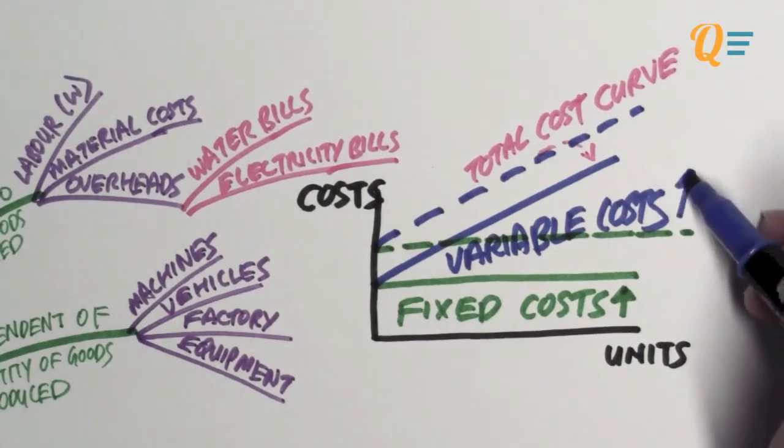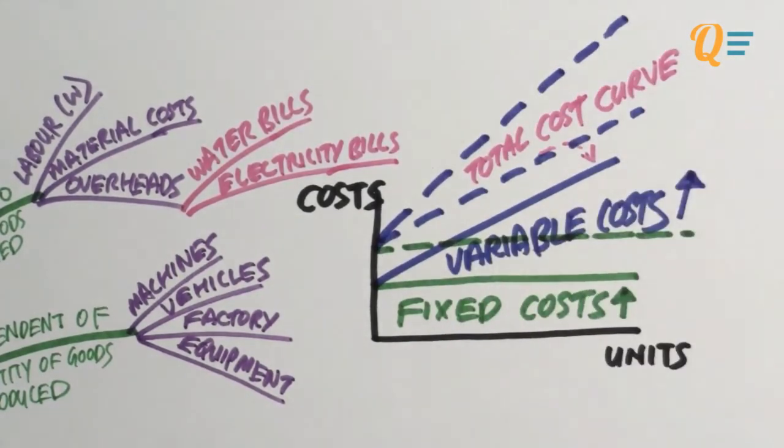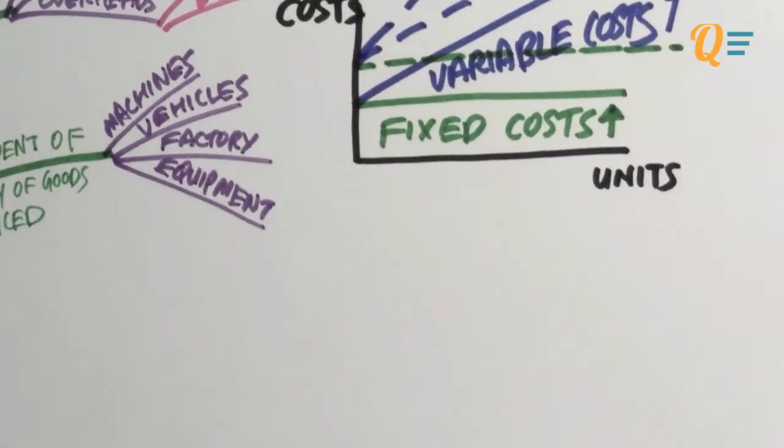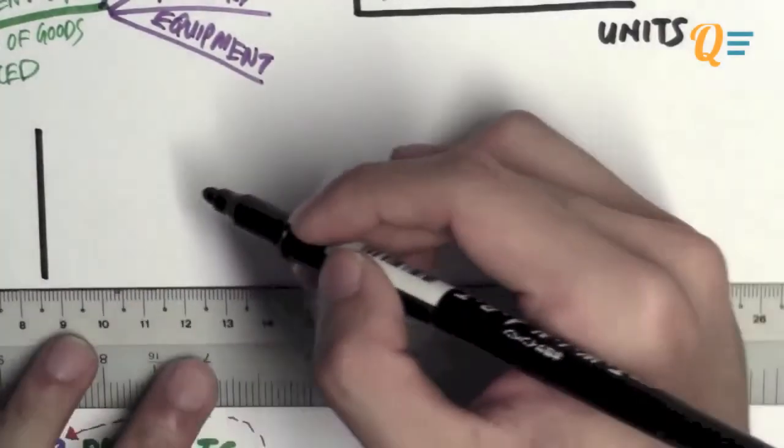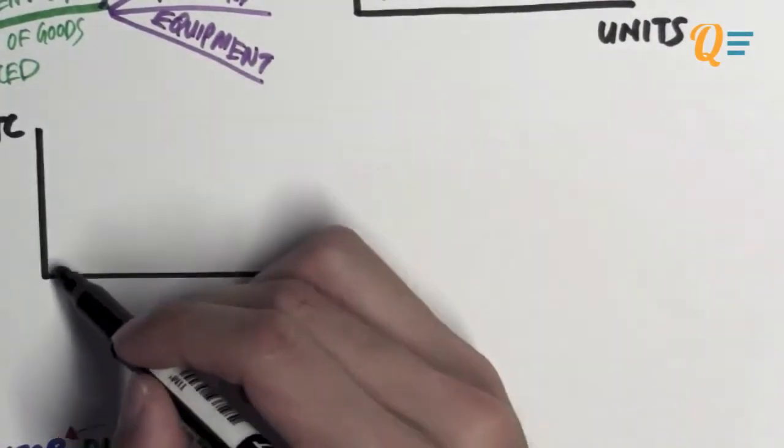So what if there's an increase in variable cost? The blue line is going to become steeper because for the same amount of goods you produce, you're going to have to pay a bit more. So what does this mean for your cost curves? Well, it's going to be the same. Let's just focus on the short-run total cost curve, okay?